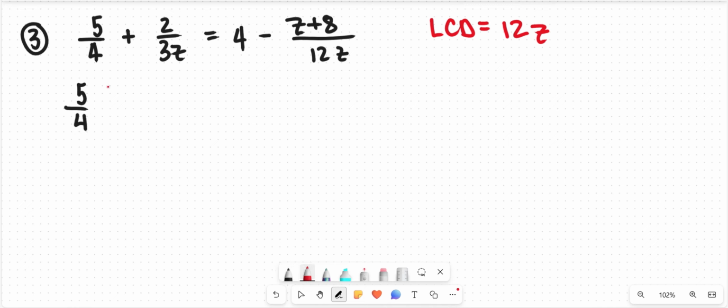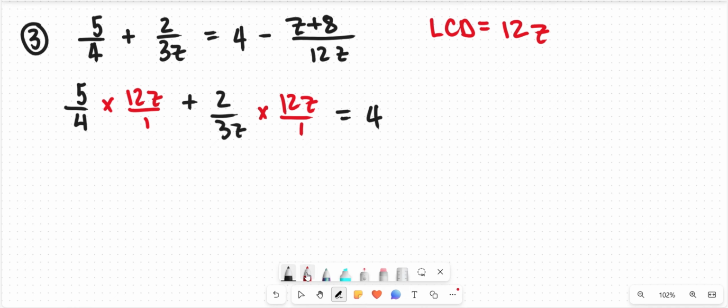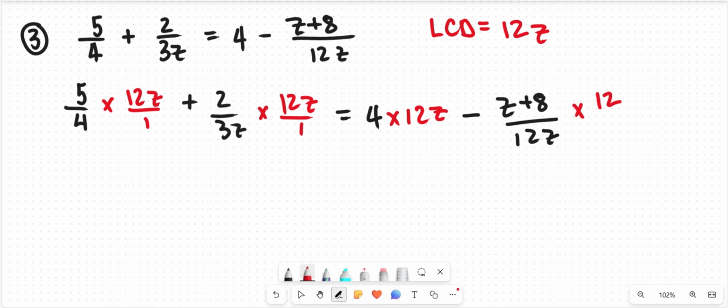So what do we do with that? The same thing. We times it with the first fraction. We times it with the second fraction. And remember, I write it as a fraction as well. We times it with the 4. And for this, I don't need to write it as a fraction. I'll just write it as a 12. And we times it with the last fraction. And that is a 12z over 1.